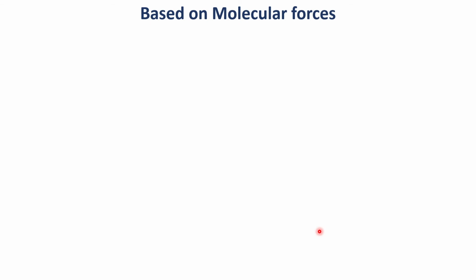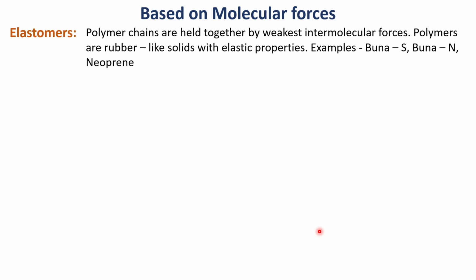Moving to the fourth category, the last one for the classification of polymers, which is the classification on the basis of molecular forces. The first category is the elastomers. These are the polymer chains that are held together by the weakest intermolecular forces. These are the weakest ones.